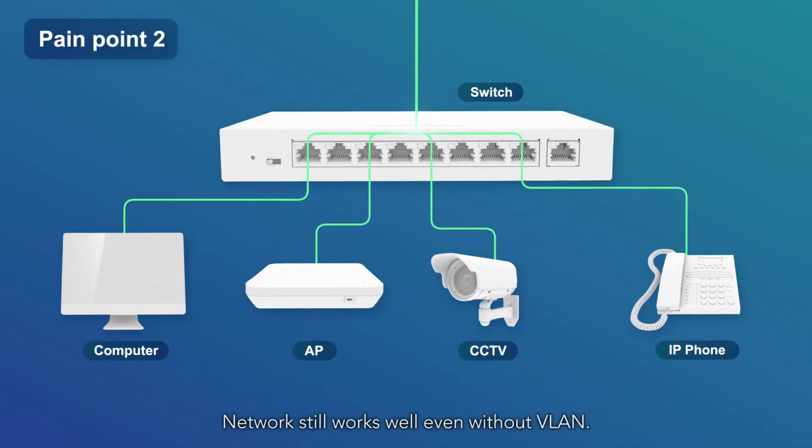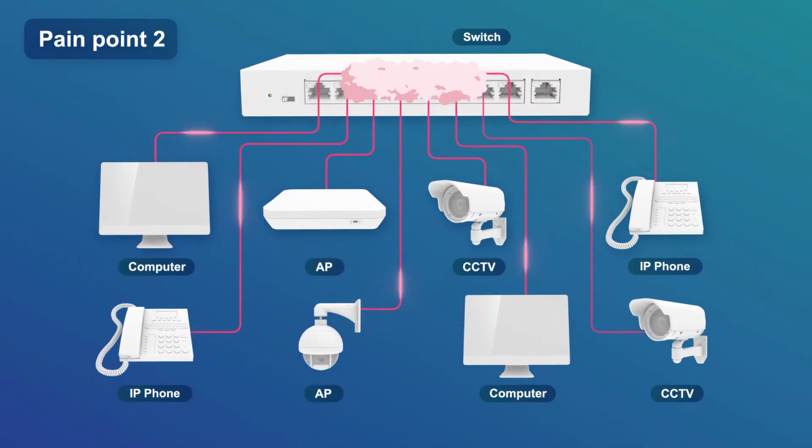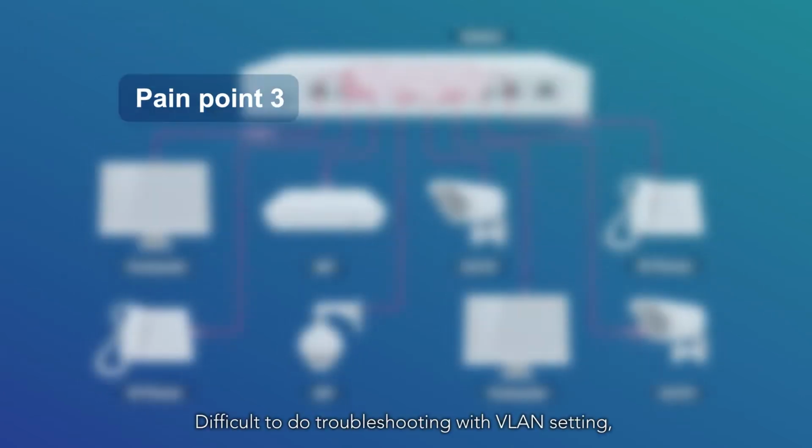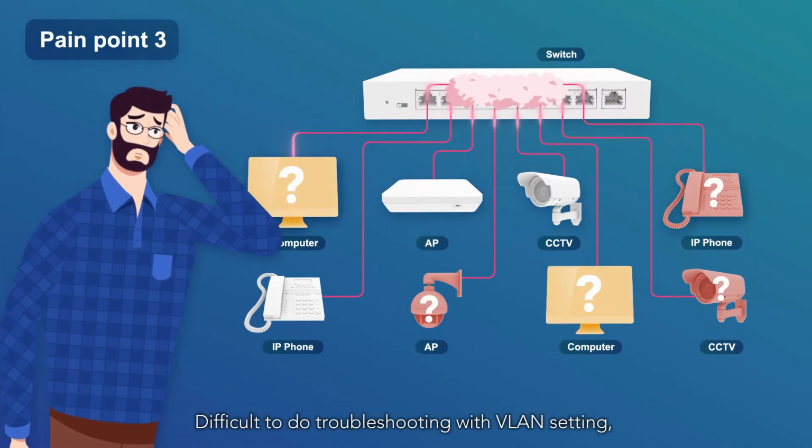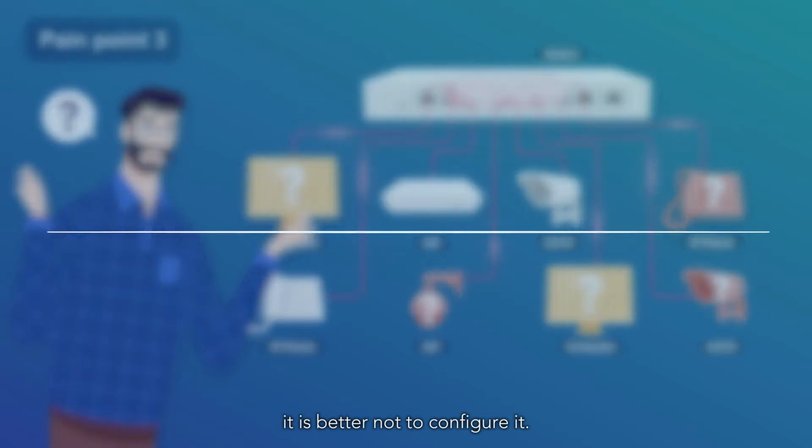Network still works well even without VLAN. Difficult to do troubleshooting with VLAN setting. It is better not to configure it.